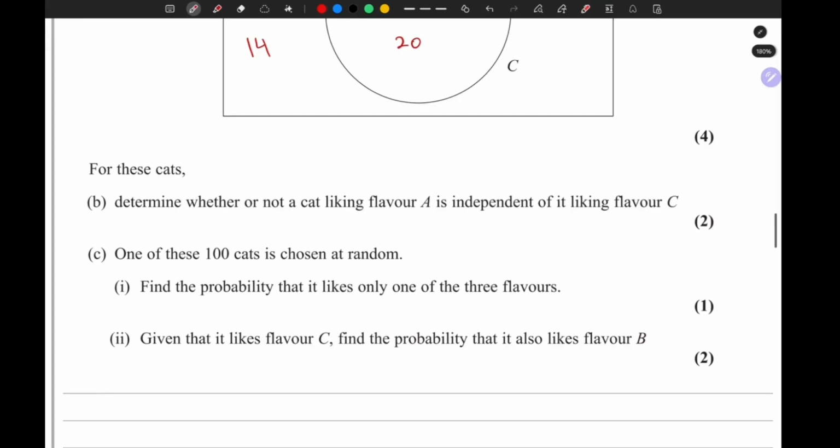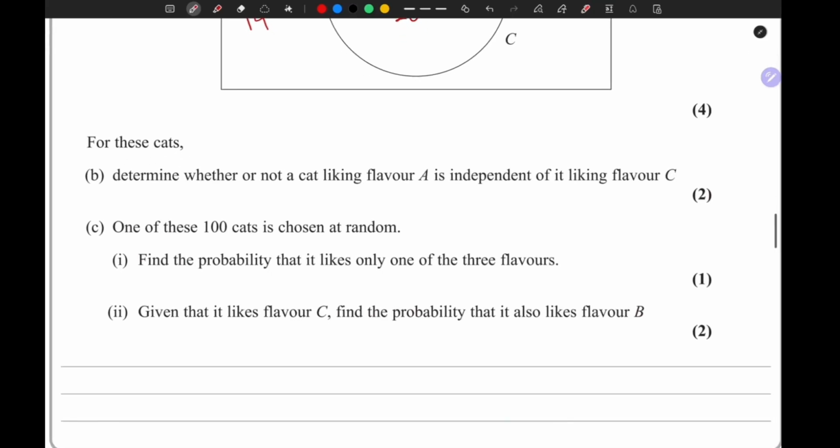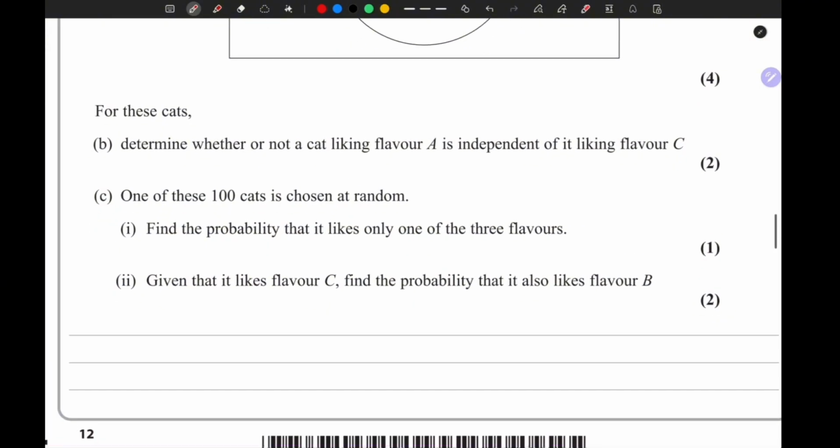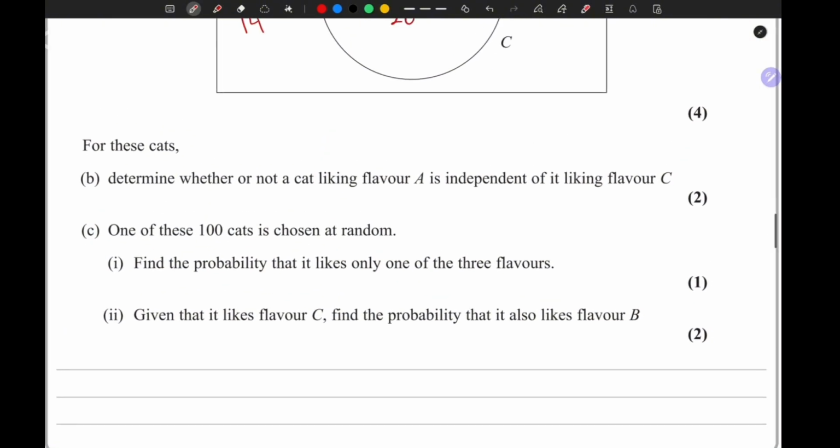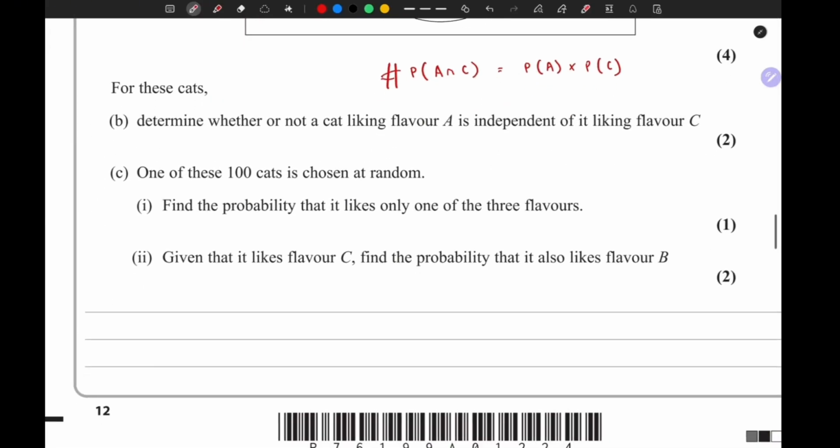Now for these cats, determine whether or not a cat liking flavor A is independent of it liking flavor C. Now if two events are independent, let's say A and C are independent, the probability of A intersection C will be equal to the probability of A times the probability of C. This is like a rule. So let's see if it's equal to these two values.